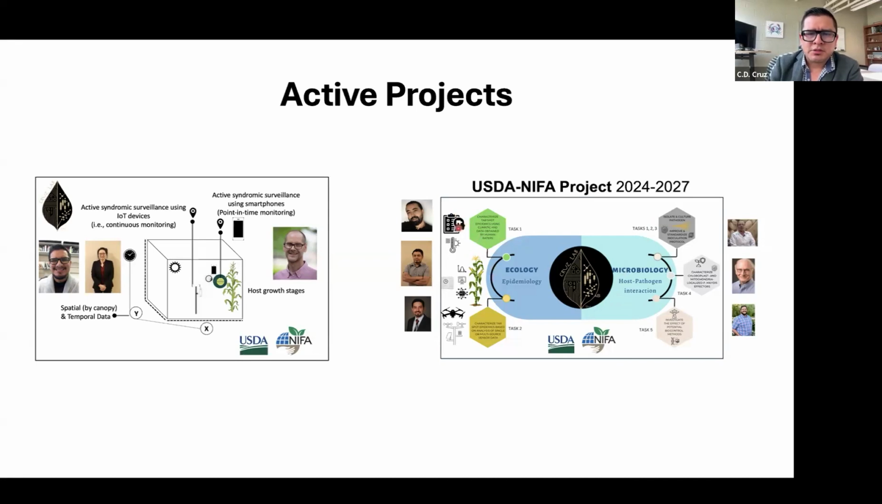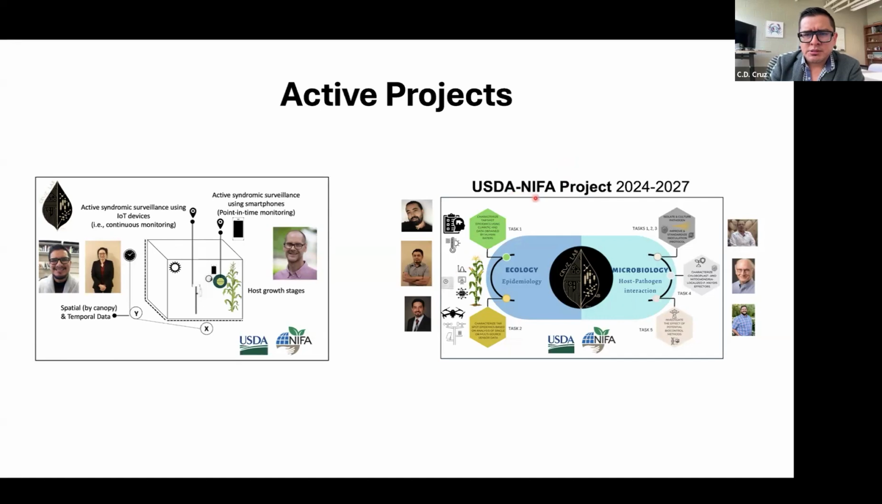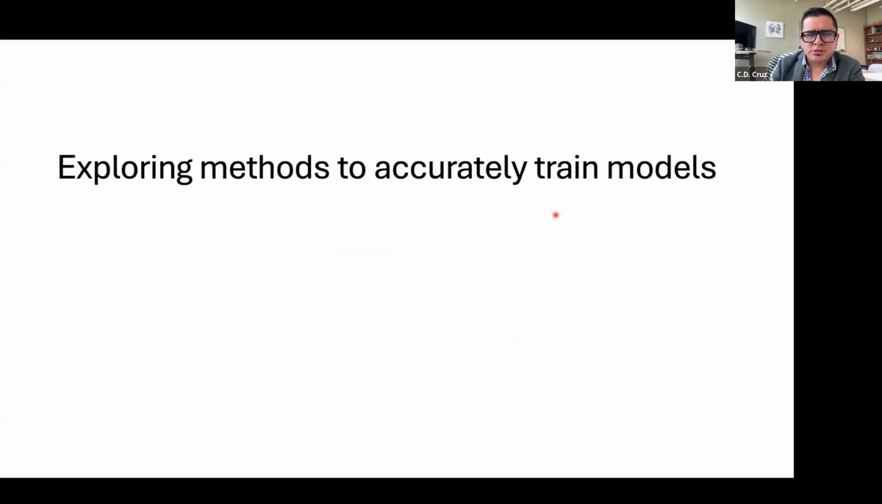include visual assessments, weather data, drone information, the algorithms that we have developed, and of course, the models that we have leveraged in order to characterize tar spot under larger field conditions. So one of the ideas behind this USDA NIFA project is to explore methods to better train models. In other words, use better training data.